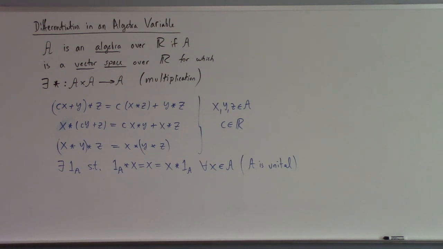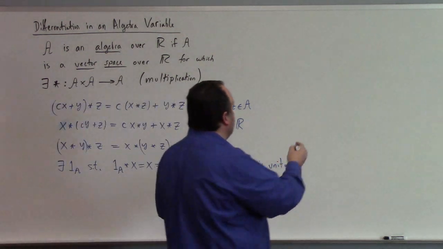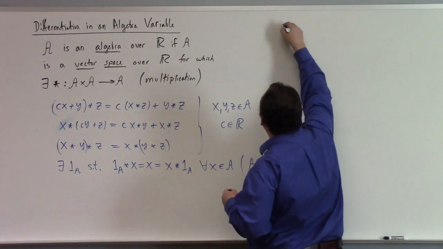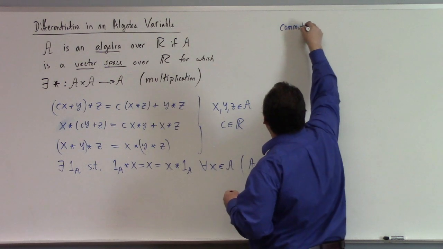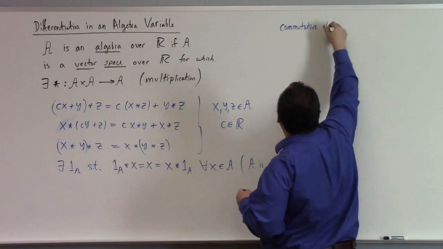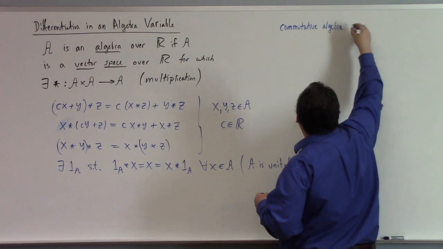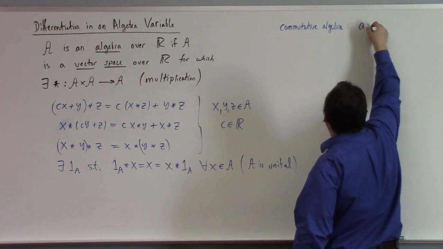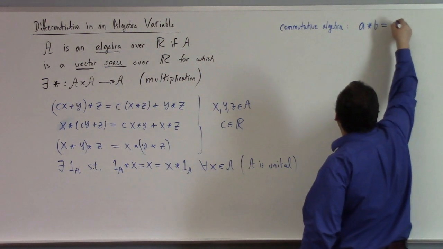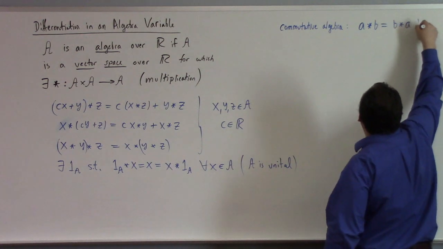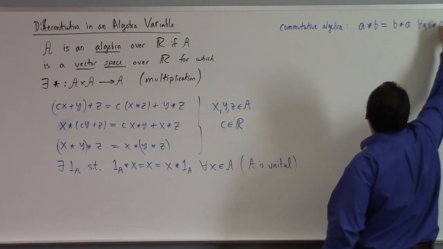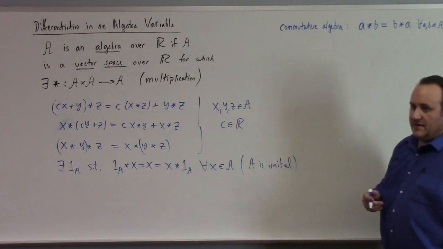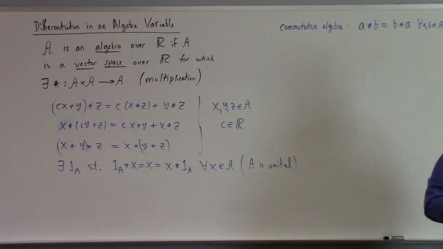What would it mean for the algebra to be commutative, guys? What do you think? What would a commutative algebra mean? We would have A times B equal to B times A, right? For all A and B in the algebra. A lot of the examples I'll show you today are in fact commutative.